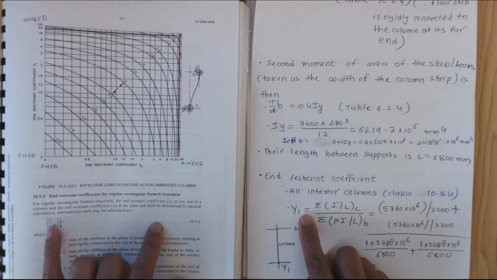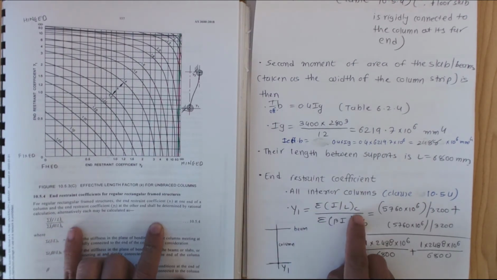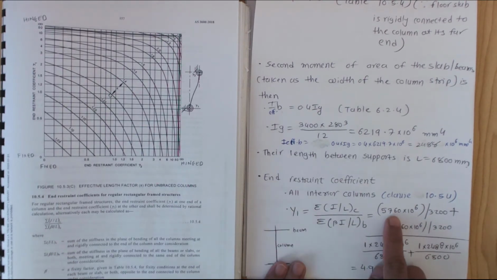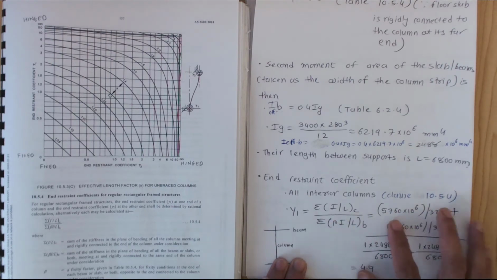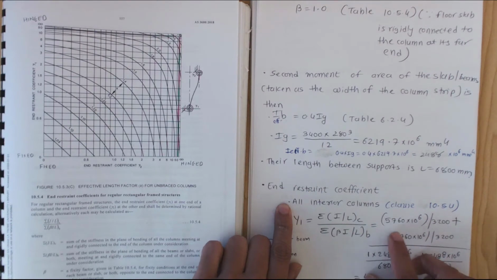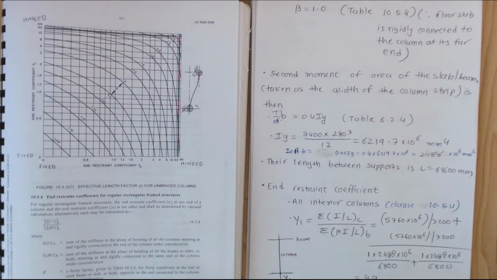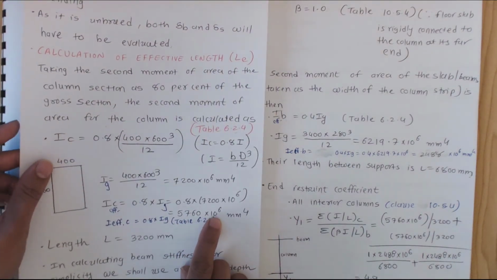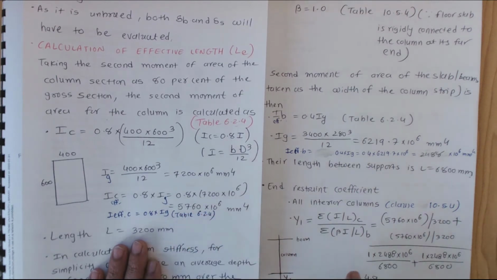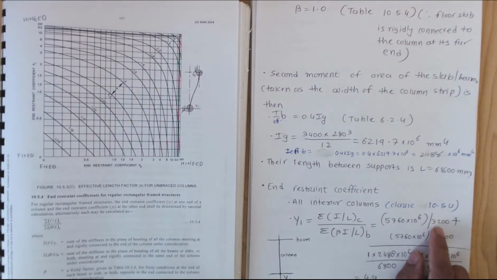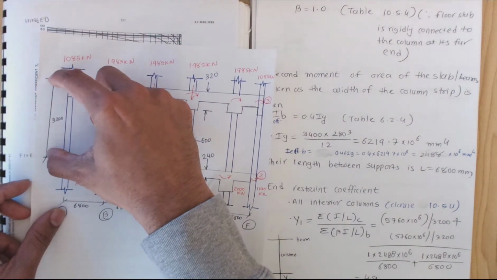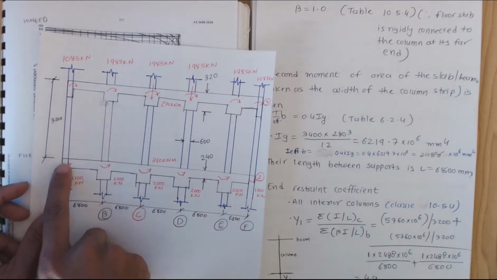So the equation is the sum of the moment of inertia over length for the columns, over beta times the moment of inertia over length for the beams. So 5760 times 10 to the power 6 for the columns. I think we calculated that one in the last video. Let me find that detail. Here you have 5760 times 10 to the power 6 that we calculated for the columns in the last video, over 3200, the length of these columns given here, from this end to this end.